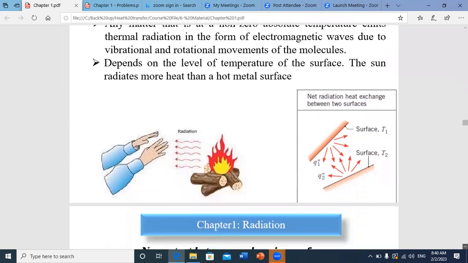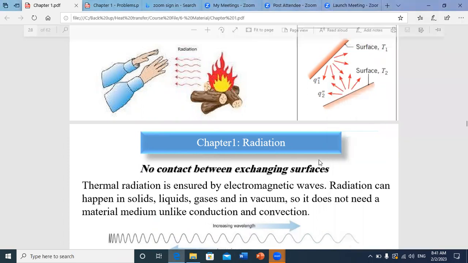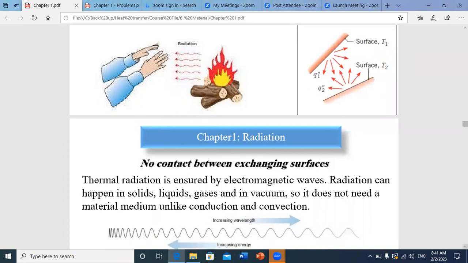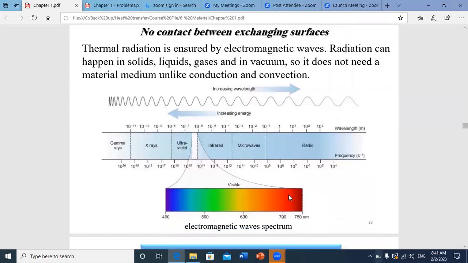Now, how to quantify radiation? We'll see that radiation will be affected by the electromagnetic wave ranges. We'll not go into the details about how to deal with the different waves, but just for you to know, waves can vary to a large extent, and you can classify them from gamma rays to X-rays to ultraviolet, infrared, microwaves, etc.